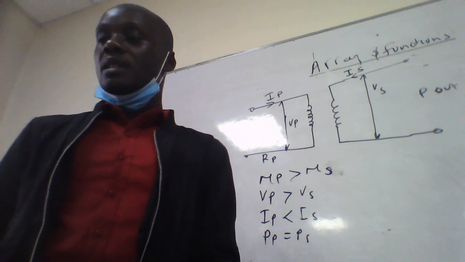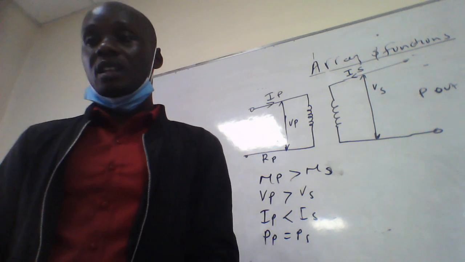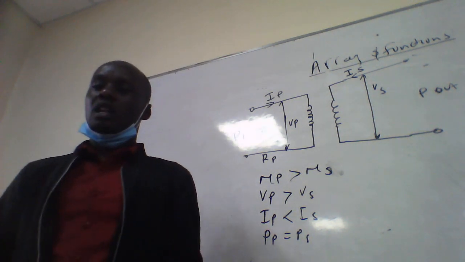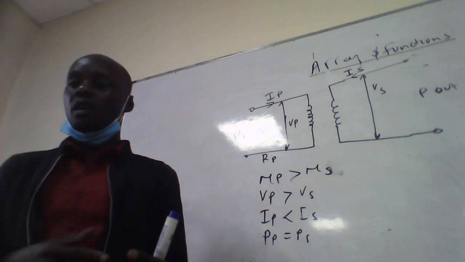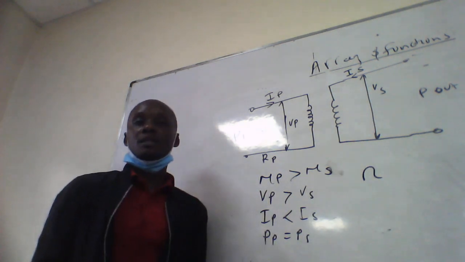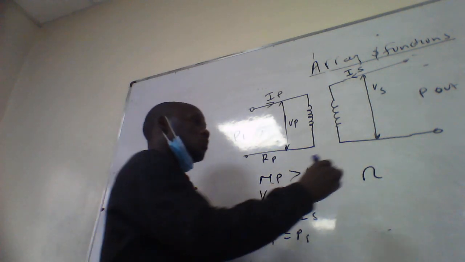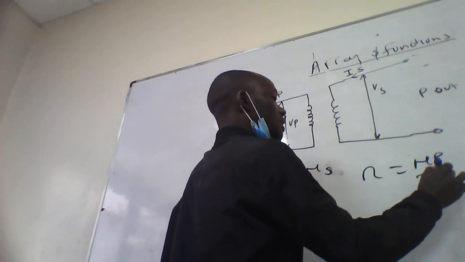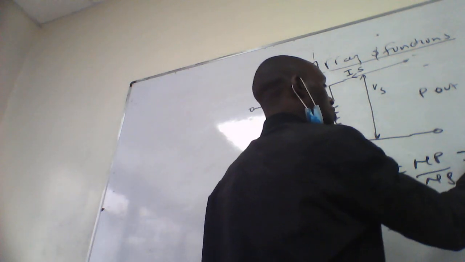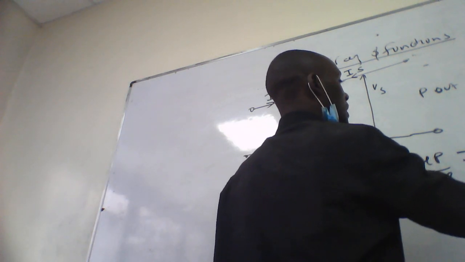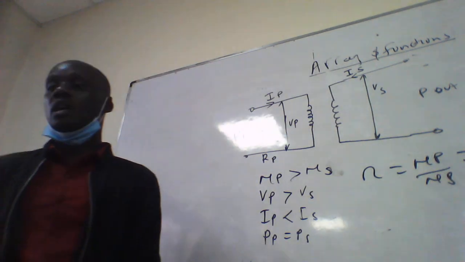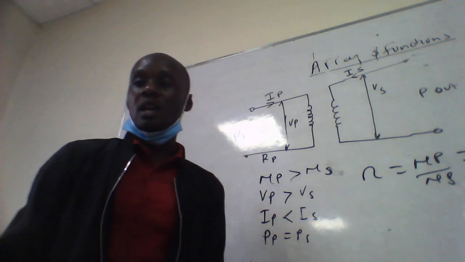For any ideal transformer, power in is the same as power out. We have what we call the transformer ratio. Transformer ratio is the ratio of change from the primary voltage to the secondary voltage. Transformer ratio is equal to the number of turns on the primary divided by the number of turns on the secondary. It is the same as the voltage on the primary divided by the voltage on the secondary, which is the same as the current on the secondary divided by the current on the primary. So we can use that formula to find the transformer ratio.